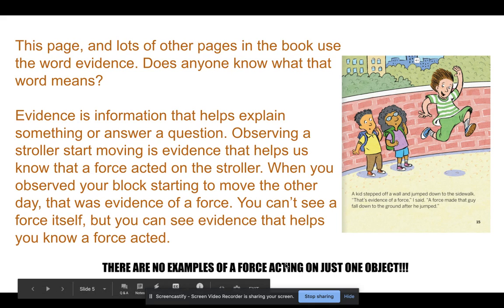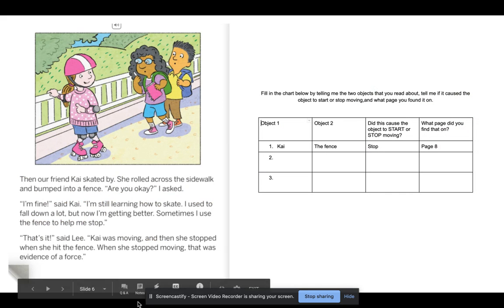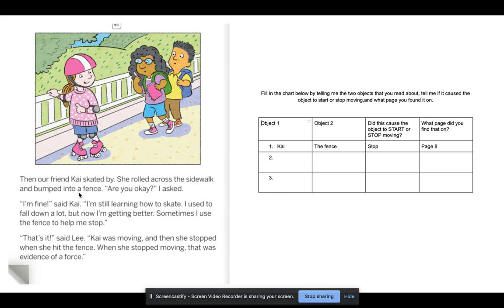You can't see the force itself, but you can see evidence that helps you know a force acted. Did you know there are no examples of a force acting on just one object? Let's look on the next page. On page 8, let's go ahead and read that. Then our friend Kai skated by. She rolled across the sidewalk and bumped into a fence.